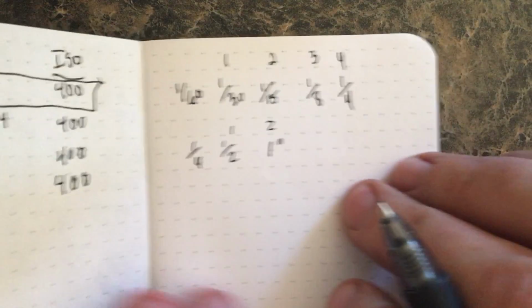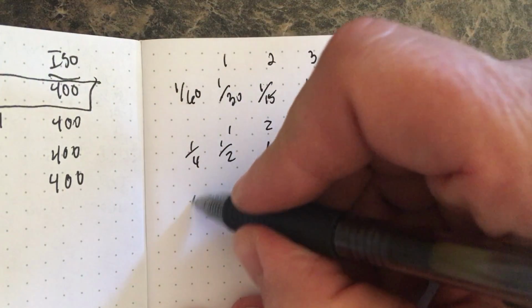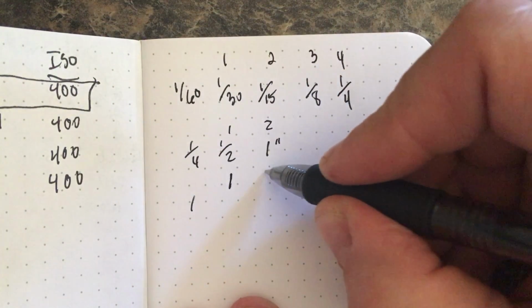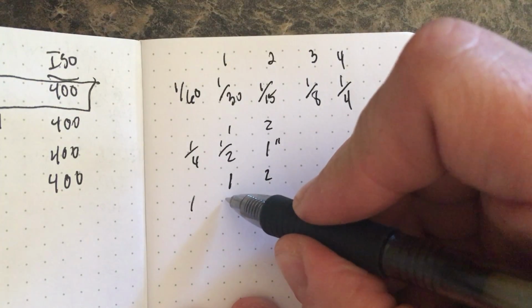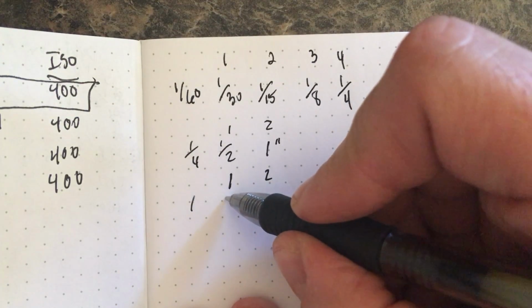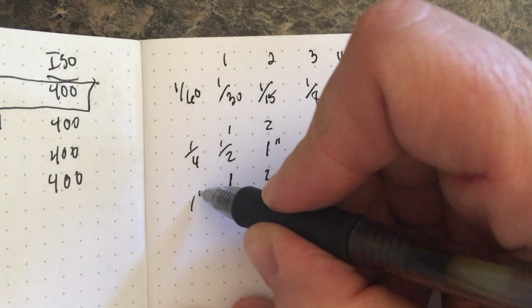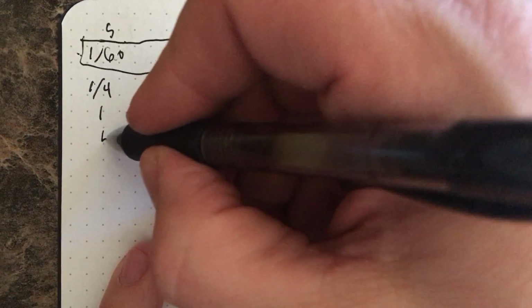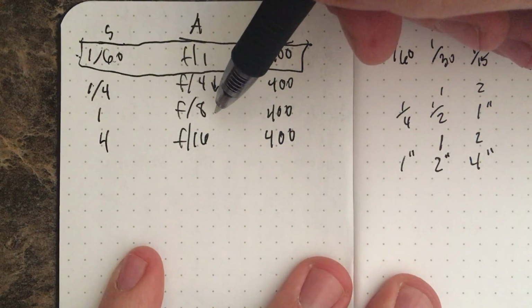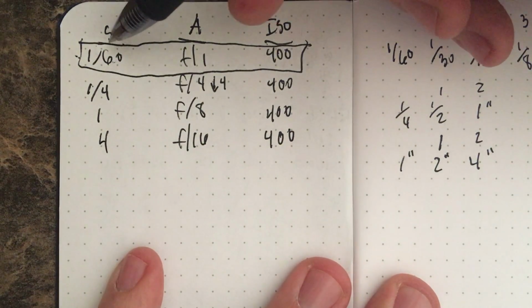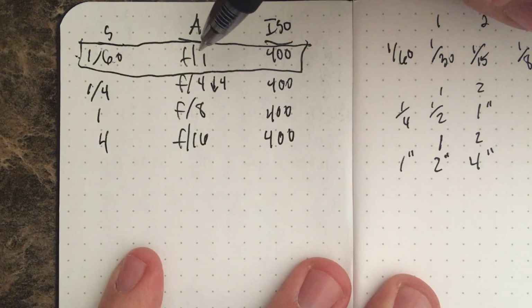So now I'm going to come back over here. I want to go from 1 second, and I'm going to add 2 stops of light. 1 times 2 is 2. 2 times 2 is 4. So now these are full seconds now. 4 seconds at f16, exact same thing up here as a 60th at f1.